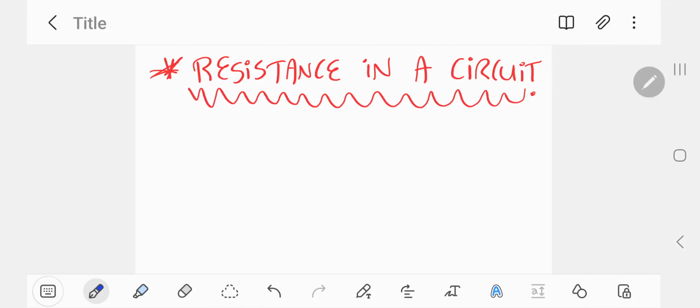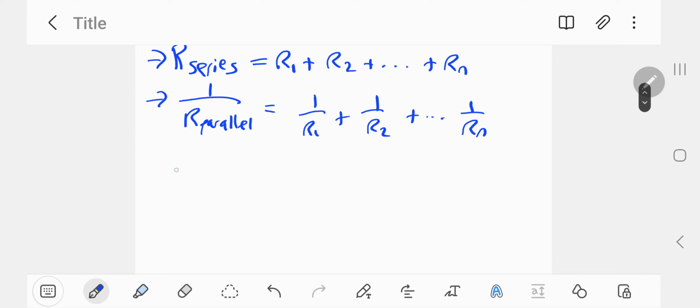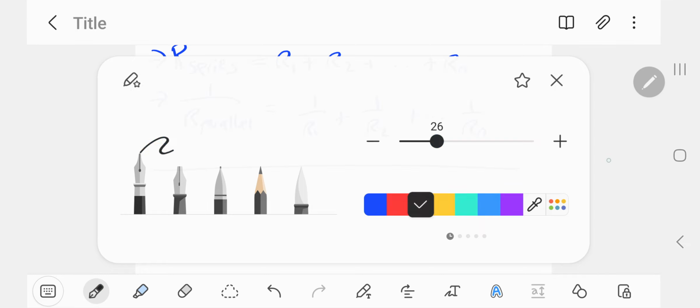This is a lesson on resistance in a circuit. We're going to be exploring today how resistance is calculated for different types of circuits. In particular, we're going to explore these formulae, as per the syllabus. So we're going to see how these things work. I'm going to start off with series and parallel circuits.